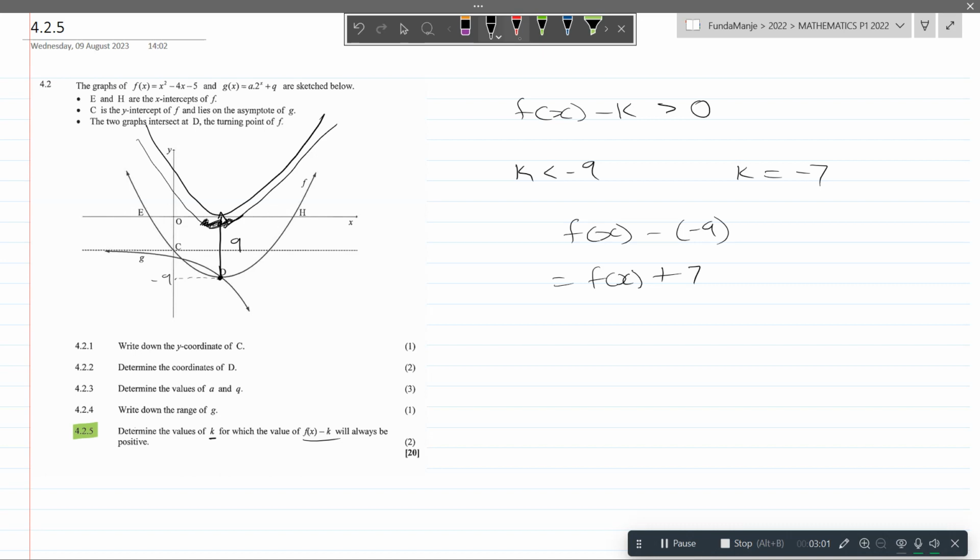So k has to be strictly less than -9, and it also can't be -9, because if it is -9, then our function will lie on the x-axis right there, and we don't want that possibility as well, because we want it to always be positive. 0 is not positive. So if we're working with whole numbers, the smallest value it can be is -10. But yeah, k has to be smaller than -9 in order to satisfy the condition of our graph always being positive.